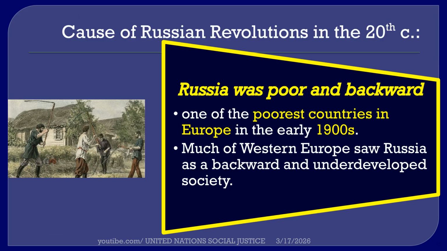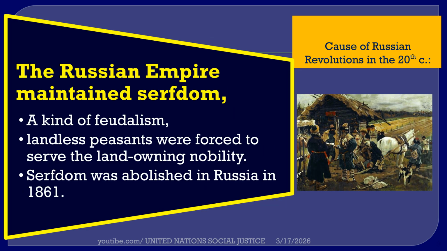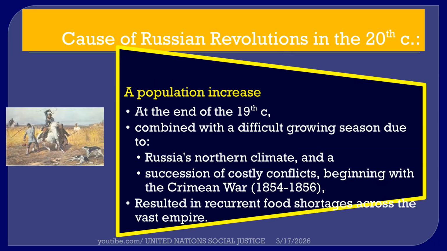Another cause of the Russian revolutions in the 20th century was that Russia was poor and backward, one of the poorest countries in Europe in the early 1900s. The Russian Empire maintained serfdom, a form of feudalism where landless peasants served the land-owning nobility. Serfdom was eventually abolished in 1861. A population increase, combined with a difficult growing season due to Russia's northern climate and costly conflicts like the Crimean War, resulted in recurrent food shortages across the vast empire.